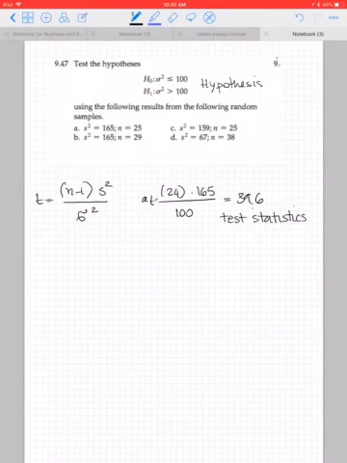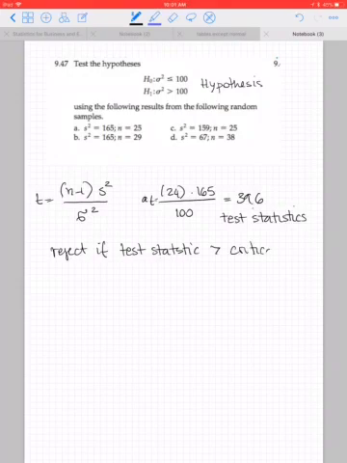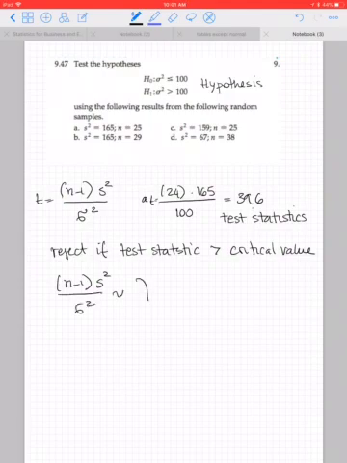Now, when do we reject? I reject if your test statistic is bigger than a critical value. How do I know what the critical value is? Well, I need to know the distribution of the test under the null hypothesis. I know that n minus 1 times s squared divided by sigma squared is distributed as a chi-square with n minus 1 degrees of freedom.